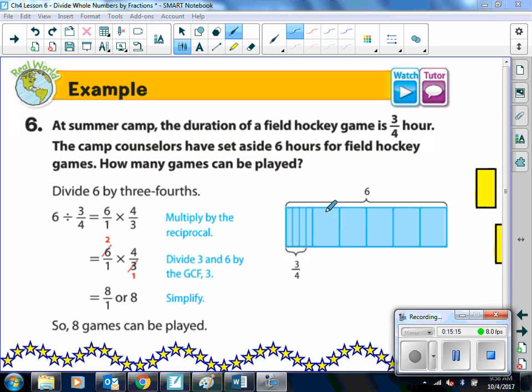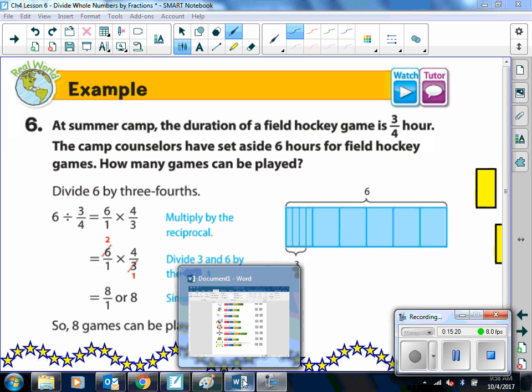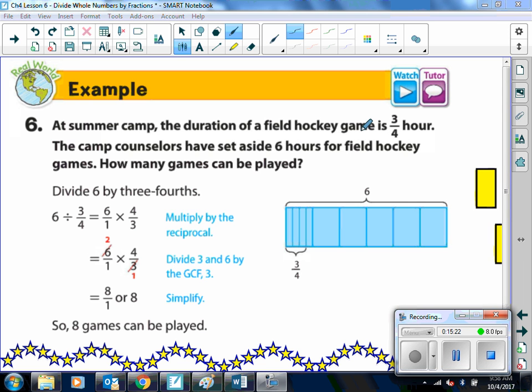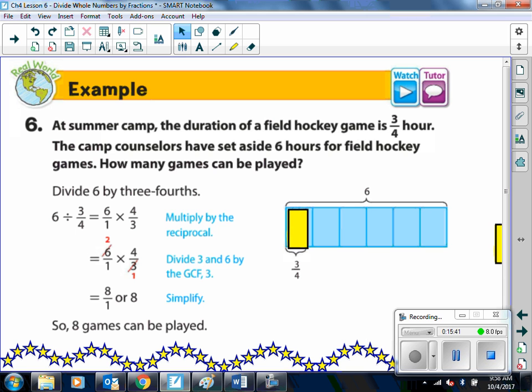So here, each one of these larger blocks is 1 hour. So we have 6 of the larger blocks. What we need to do is find out how many 3/4 I can get out of those 6 blocks, right? So each one block has to be broken down into fourths. So there's 1/4, 2/4, 3/4, 4/4. Is everybody with me? We want to know how many of those we can get in the whole 6 blocks, right?